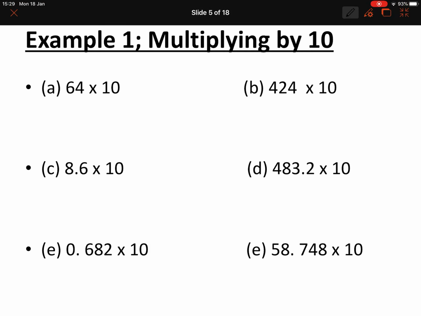Right, so let's copy down our first examples. Pause the video and copy these down, please.